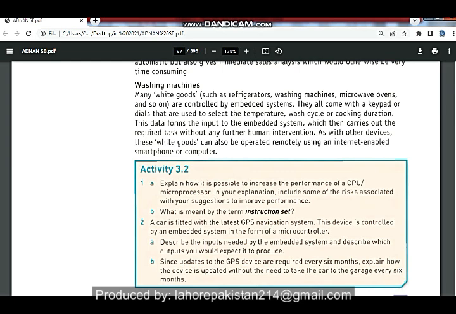Question number 2: you have been asked about the GPS navigation system which is fitted inside your car to navigate the car and which is controlled by satellites. This device is controlled by an embedded, a fixed system, a system which is fixed inside your car in the form of a microcontroller, a small controller chip. You have to describe the inputs of this embedded system. Describe which outputs you would expect it to produce.